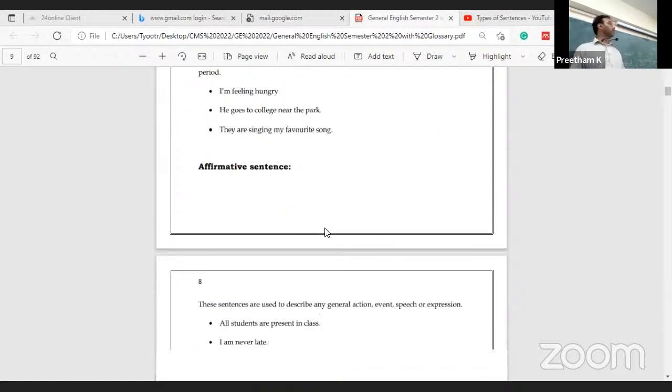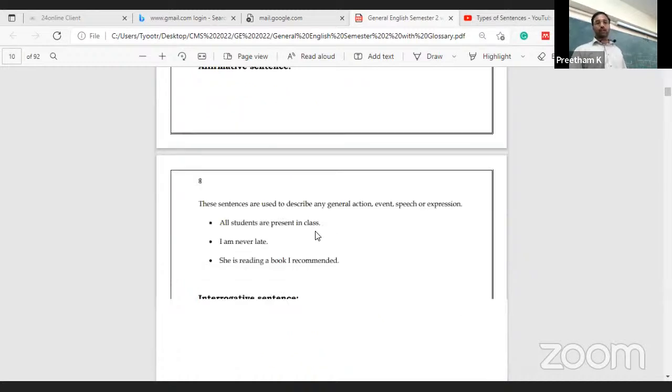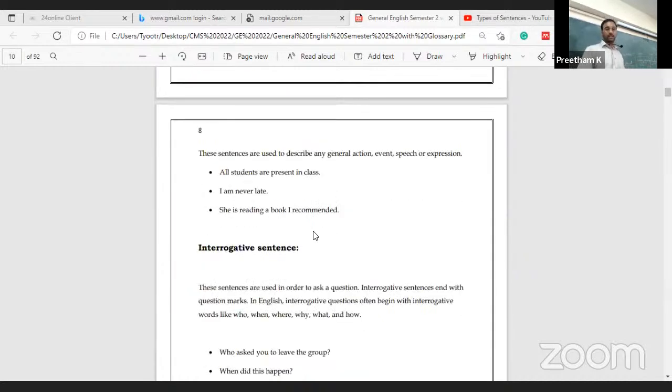Then affirmative sentences. Affirmative means positive sentences. Okay, I asked him, I requested him for money. He responded in the affirmative. Affirmative means what? In a positive way. These sentences are used to describe any general action, event, speech, or expression. All students are present in the class. I am never late. She is reading a book I recommended. Okay, something you denote in a positive way.